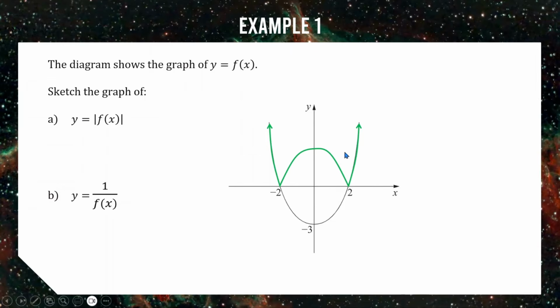Flip that up to become positive, so reflecting the negative part above the x-axis, and that right there is our absolute value sketch. Okay, that was the easy one.